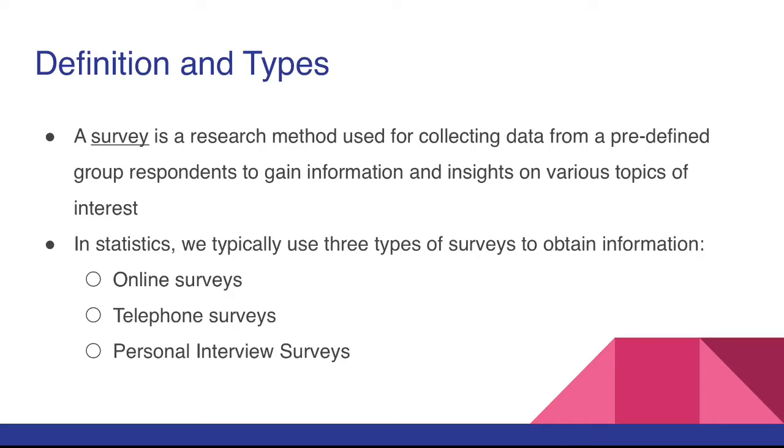Definitions and types. A survey is a research method used for collecting data from a predefined group of respondents to gain information and insights on various topics of interest. In statistics, we typically use 3 types of surveys to obtain information. Those are online surveys, telephone surveys, and personal interview surveys.